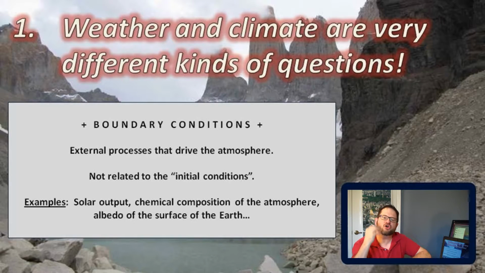There's also a type of input called the boundary conditions. And again, this was described in more detail in the 100-level stuff. But the boundary conditions are the external processes that are driving the atmosphere that are not related to the things we observe from day to day using routine weather observations.